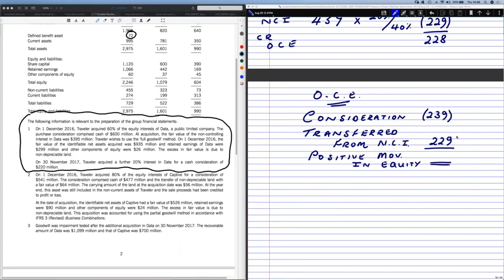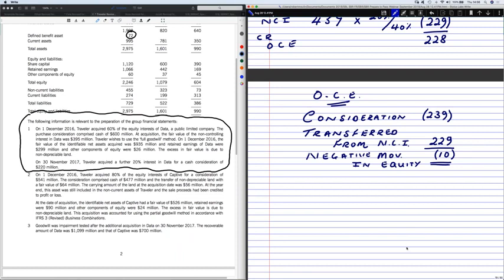Right, Vicky said negative movement, and I say we've got a figure here of 10, and that seems to me to be very good, Vicky. That seems to be a negative movement in equity. Yeah, and that of course would be in brackets. Do you agree with that?